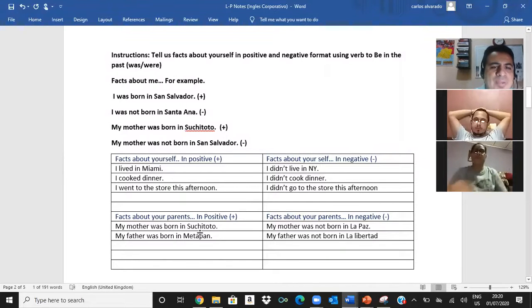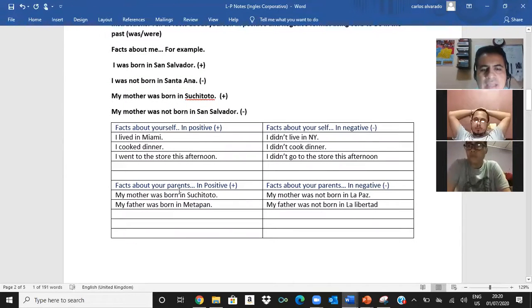Facts about my parents. You can write about your parents or maybe about a friend. My mother was born in Suchitoto, positive. My mother was not born in La Paz, negative. My father was born in Metapan, positive. My father was born in La Libertad, negative. Okay? So basically, this is what we practiced, right? Aquí terminamos la clase de ayer.